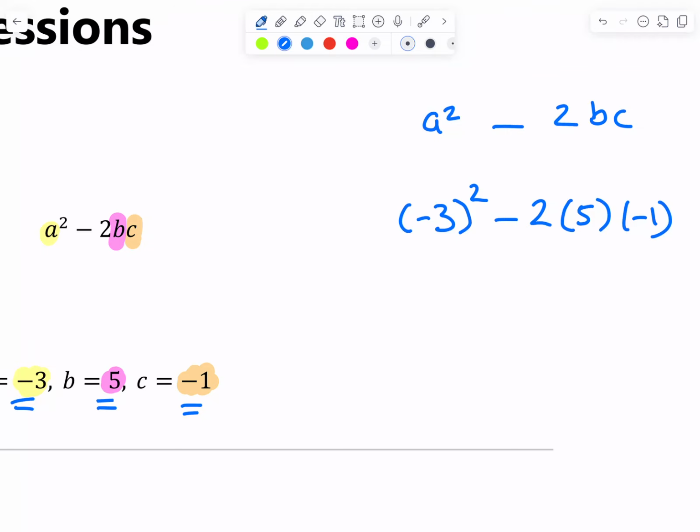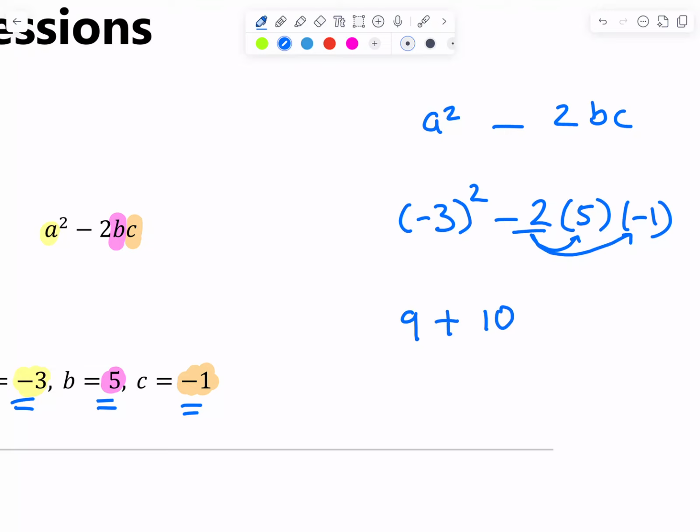So -3 bracket squared is -3 times -3, which is +9. And then we've got -2 multiplied by 5, which is -10. And then -10 multiplied by -1 is +10.